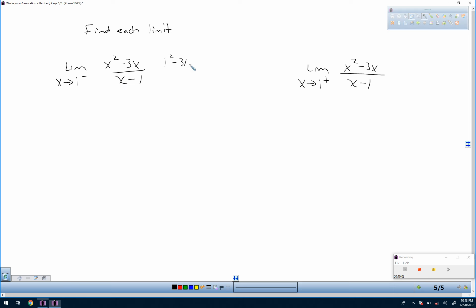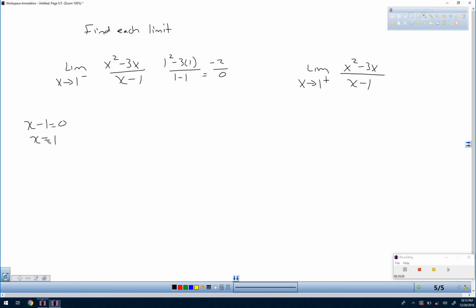This lets me know that I've got an undefined value right there. In fact, if you want to prove it, if you take this function, x cubed minus 3x over x minus 1, and set x minus 1 equal to 0 and solve it, you get x equal to 1. If you plug 1 into the numerator, you get negative 2. You will see that x equal to 1 is a vertical asymptote. So in other words, at 1, I know that there is a vertical asymptote right here.